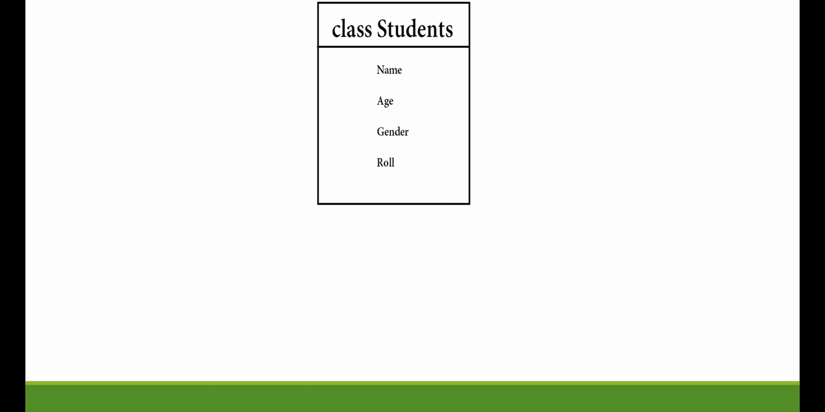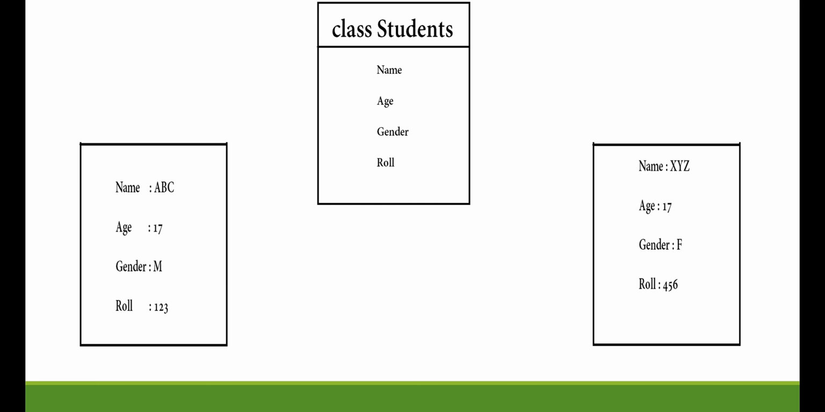Let's see how. Say we have a class of students. For a class of students, we can say that it has some behavior and characteristics: name, age, gender, role, and many more. Similarly, if we create an object of this class, then the instance of the object specifies these characteristics. That is, a particular person named ABC with a particular age, gender, and role.